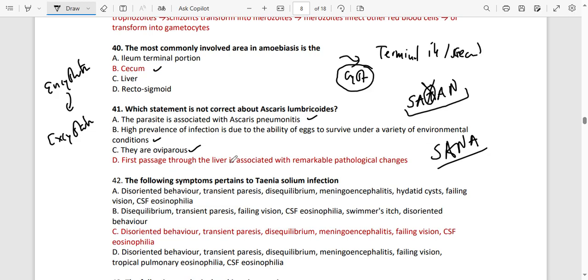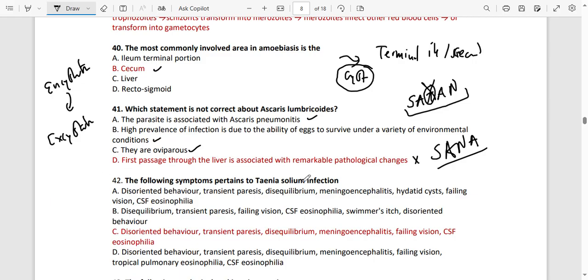First passage through the liver is associated with remarkable pathogenic changes. That's not true. Of course, the worm can go to the liver and cause jaundice, but it's not remarkable pathogenic changes. 42. The following symptoms pertain to Taenia solium.